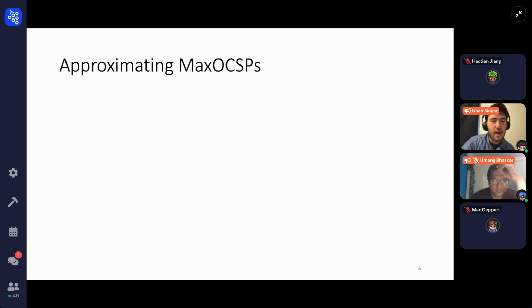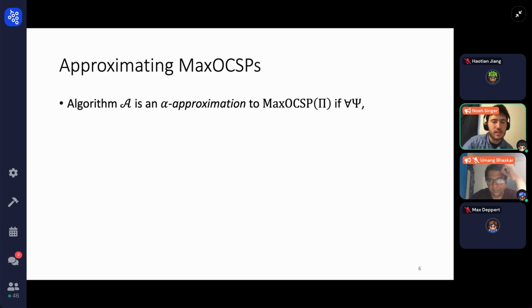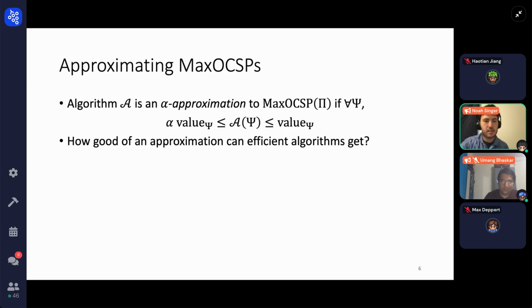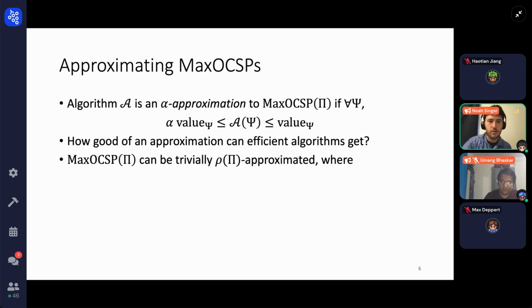Okay, so how approximable are these maximum OCSP problems? In this talk, we'll say that an algorithm A is an alpha approximation to the max OCSP pi problem if for every instance psi, A of psi outputs a value which is between the value of psi and alpha times the value of psi. So our approximation factors alpha will be real numbers between 0 and 1. What is addressed in this talk is how good of an approximation we can get with an efficient algorithm.